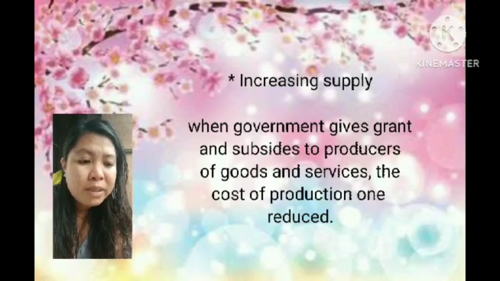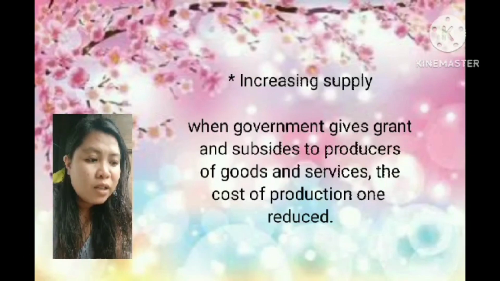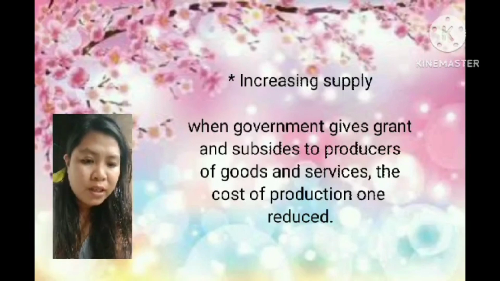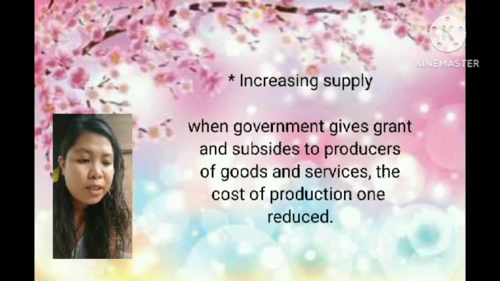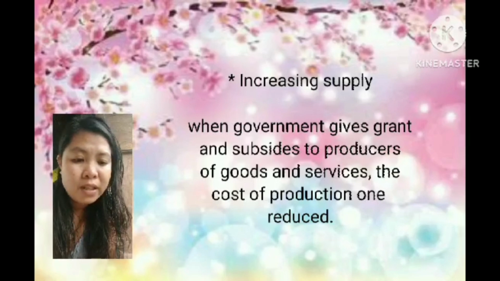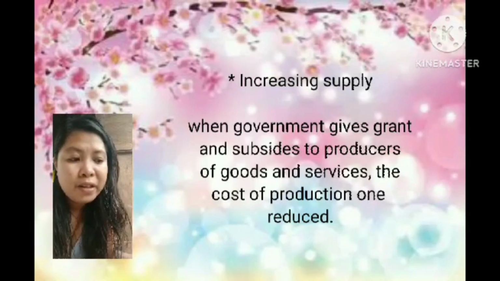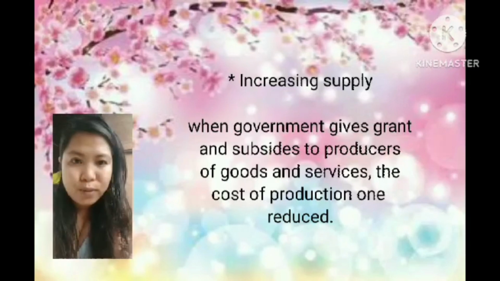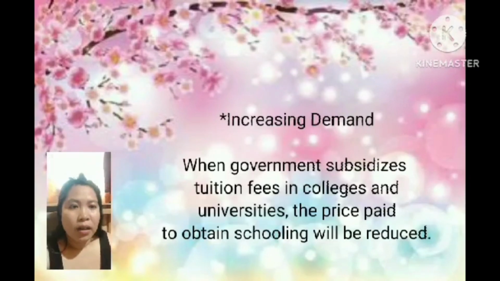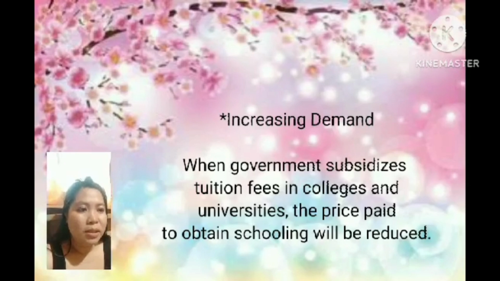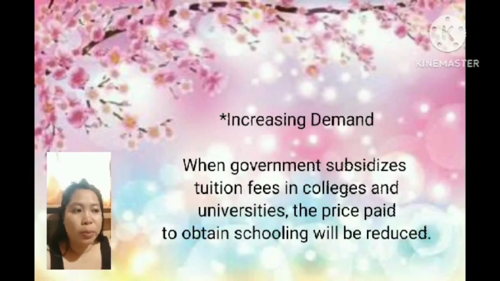Increasing supply. When government gives grants and subsidies to producers of goods and services, the costs of production are reduced. This in turn will encourage more supply, spilling over to encouraging the supply of merit goods such as education and housing. Increasing demand. When government subsidizes tuition fees in colleges and universities, the price paid to obtain schooling is reduced. Increasing demand happens when more is purchased at the same price.